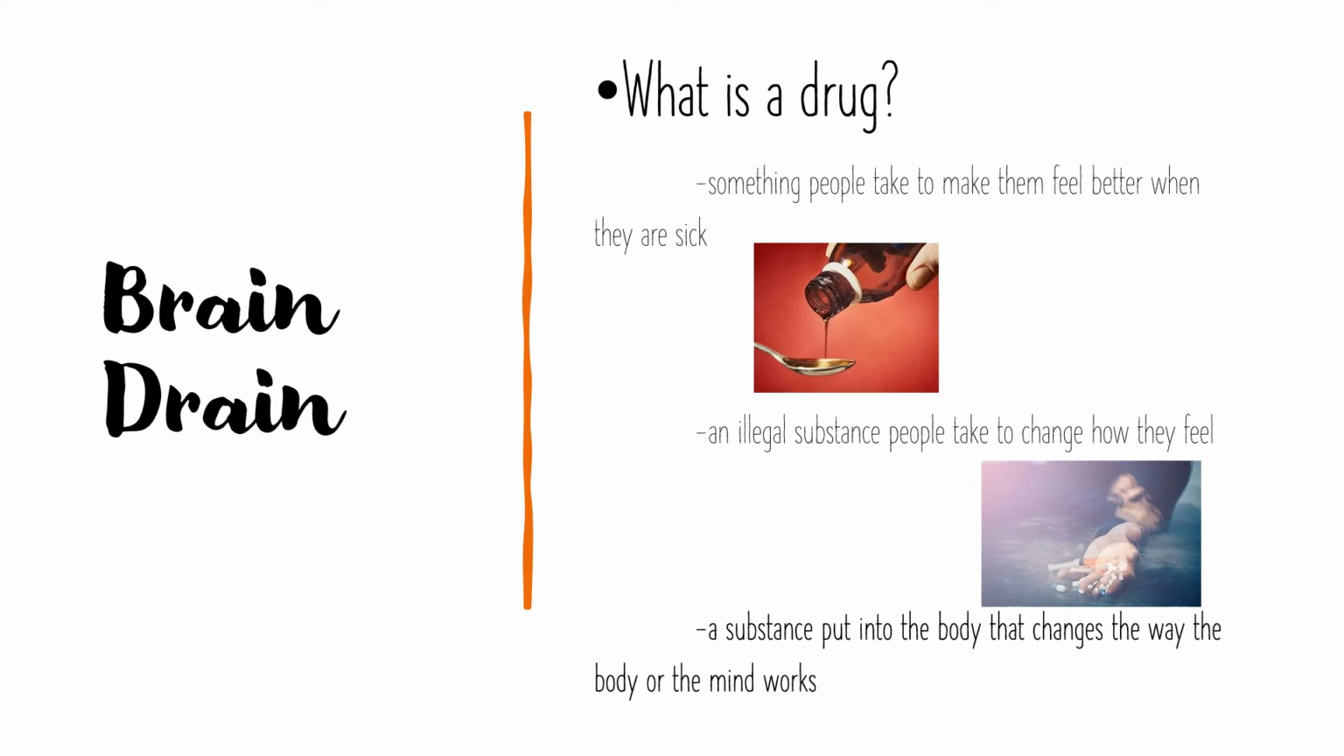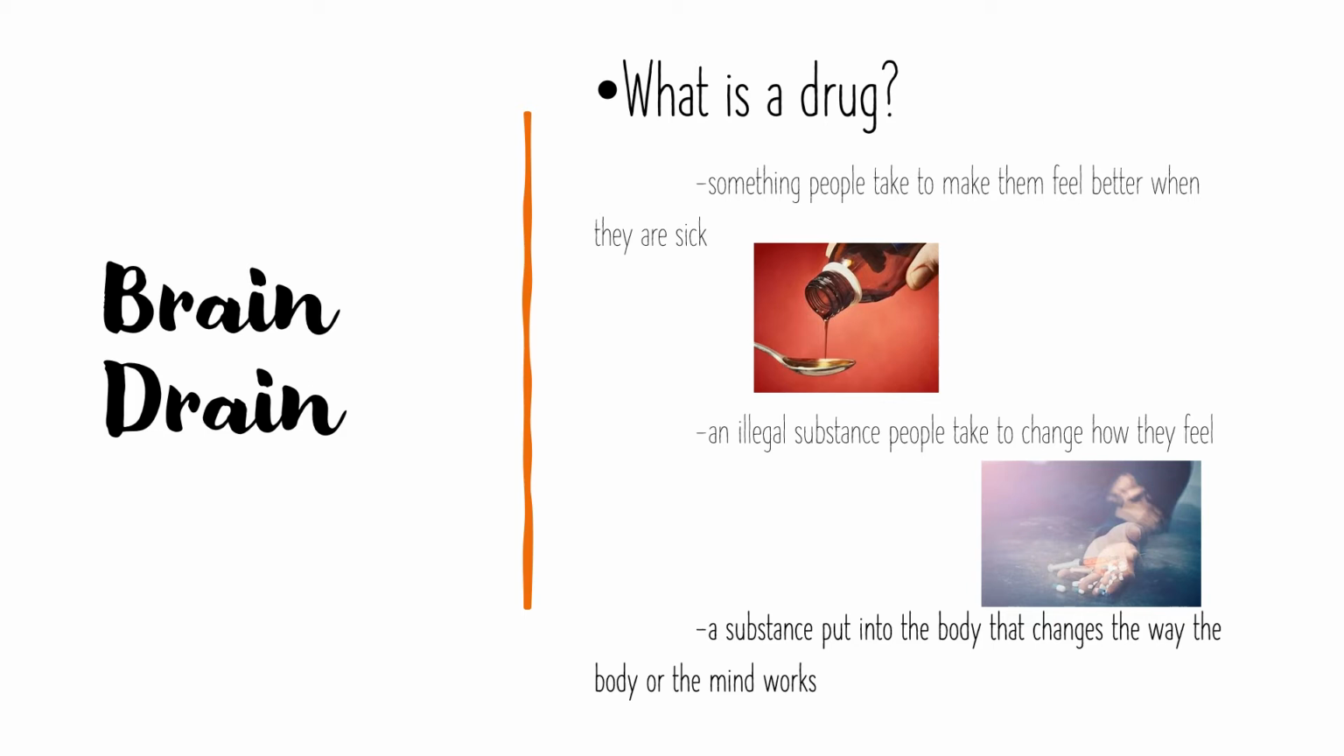So let's start our lesson today by asking, what is a drug? Okay, so a drug is something that people take to make them feel better when they are sick, for example, medicine, or an illegal substance people take to change how they feel. So a drug is a substance put into the body that changes the way the body or the mind works. The drug we are going to talk about today is illegal for people under the age of 21 to use.